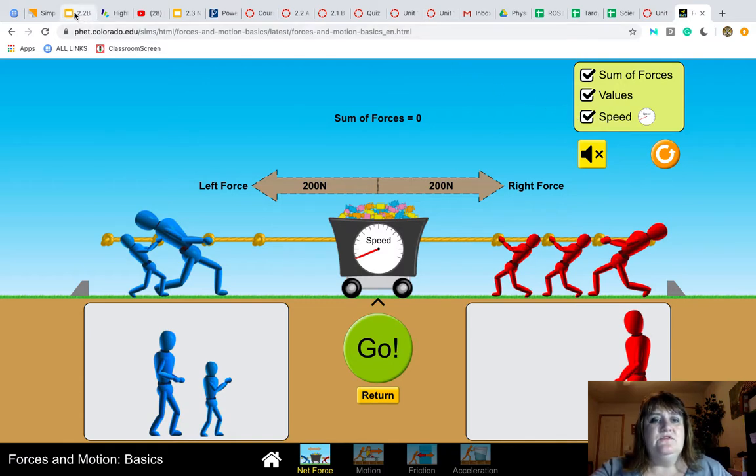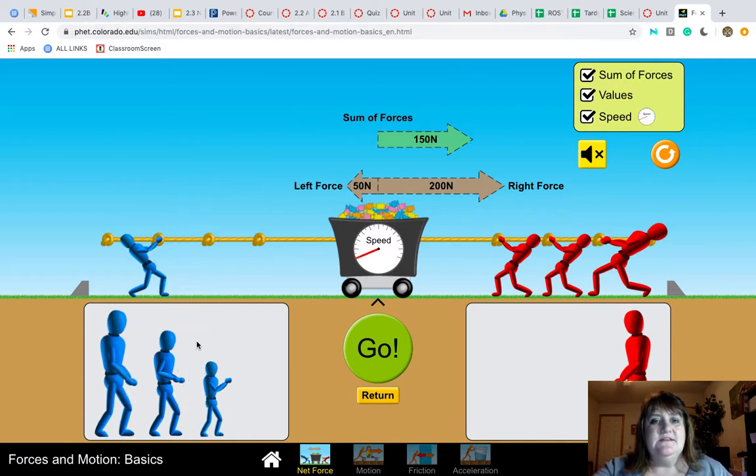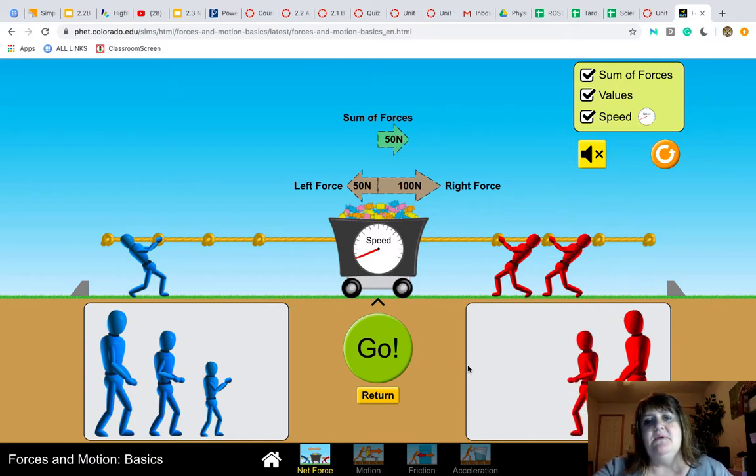What's going to happen now? We can even take that big guy off. What's going to happen now? If I have a left force of 50 and a right force of 100, and the total of the forces is 50 to the right, what's going to happen to my speed? Watch the speedometer real careful. Ready? Go.